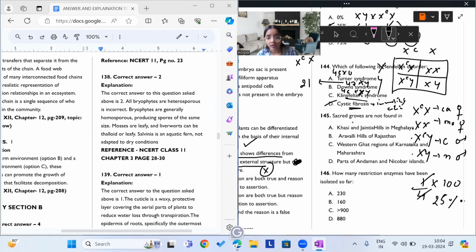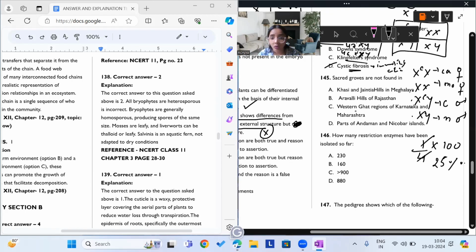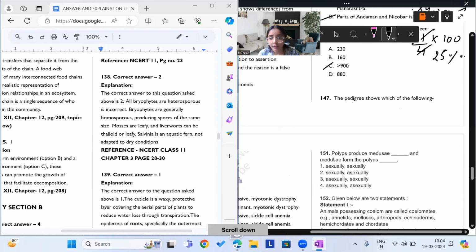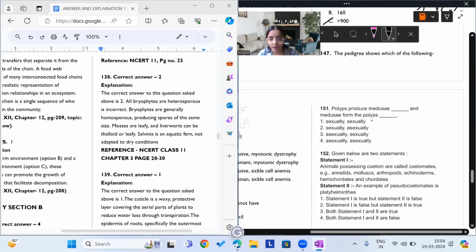Moving on, 145. Sacred groves are not found in parts of Andaman and Nicobar. Option D is the correct answer. This is a direct statement from NCERT. No explanation required. You have to mug this up. Okay. Question 144. How many restriction enzymes have been isolated so far? More than 900.